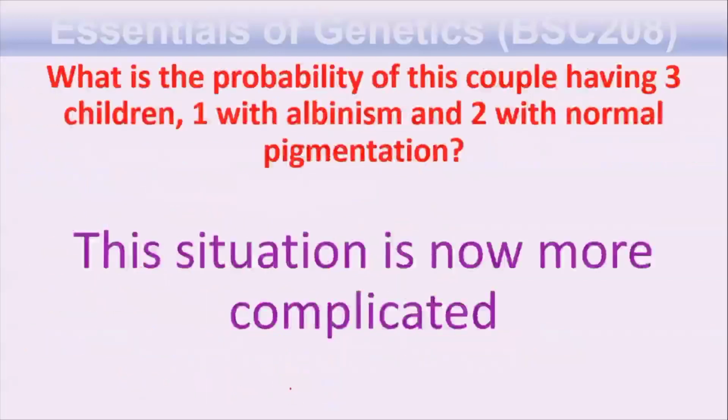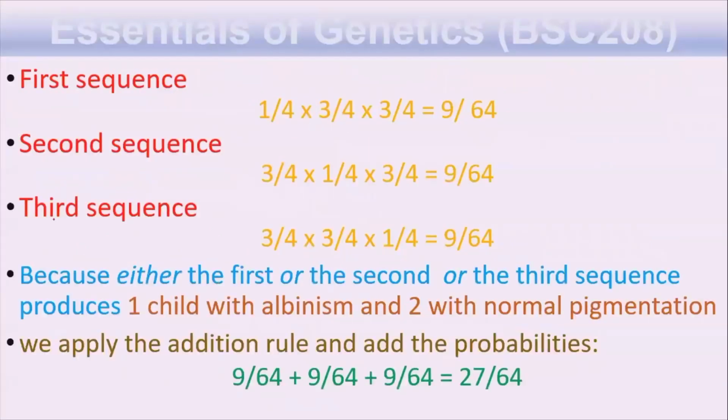But what is the probability for this couple having three children, one with albinism and two with normal pigmentation? So now the situation is more complex. And what can we do now? We have already talked that there are two things that are important: how a thing is happening and how often it is happening. So if we know that, then we can easily calculate the probabilities.